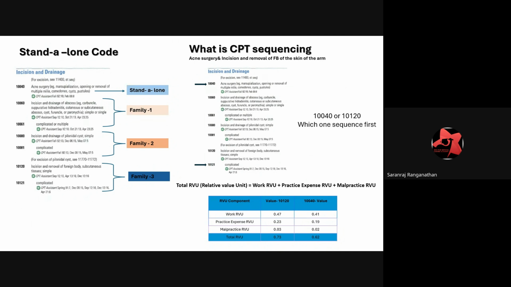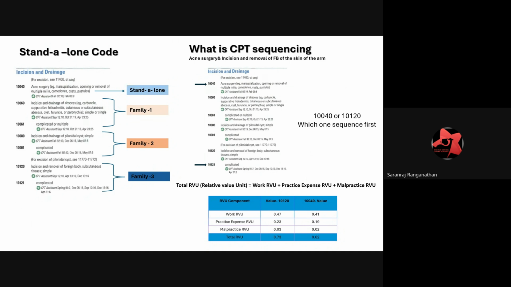So the higher the RVU value, that is the primary code we are going to use. Okay, that is how the sequencing will go. So if you see here, 10040 and 10121, these two codes are in the incision and drainage section. So which is going to be the primary code, which needs to be sequenced first, even though they are in the same sequence of codes, same subsection?